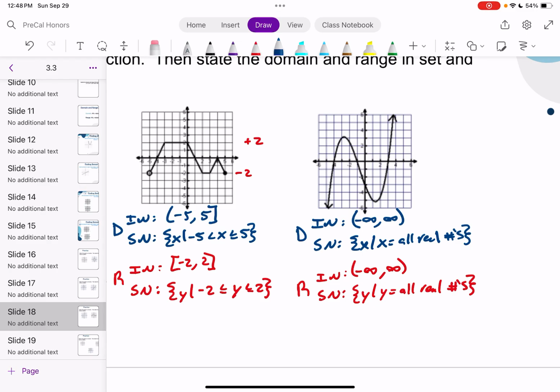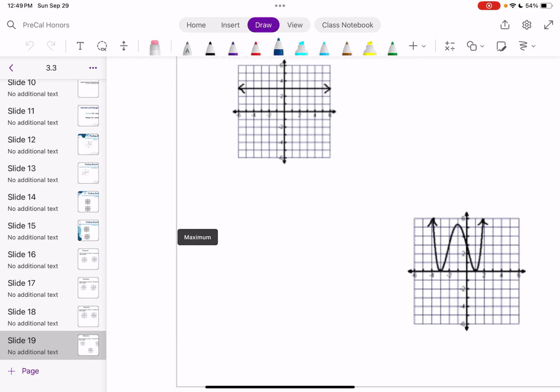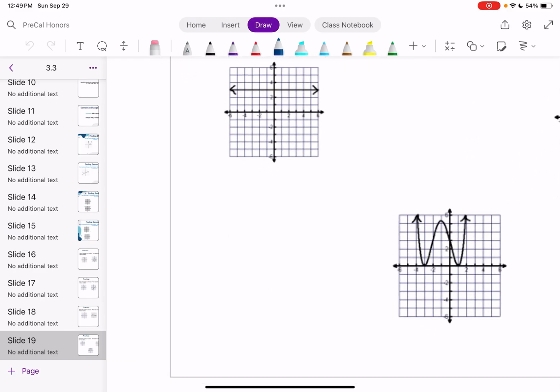Let's take a look at slide 19. In this case, for our domain, we are going for the interval and set notation. This would be from negative infinity to positive infinity. Our set notation would be x such that x is equal to all real numbers.